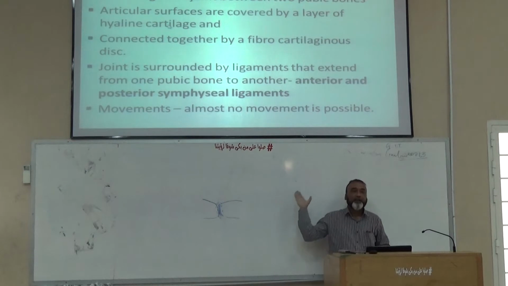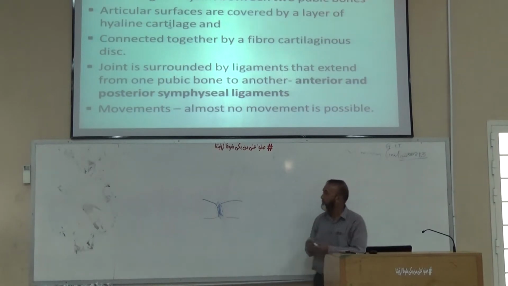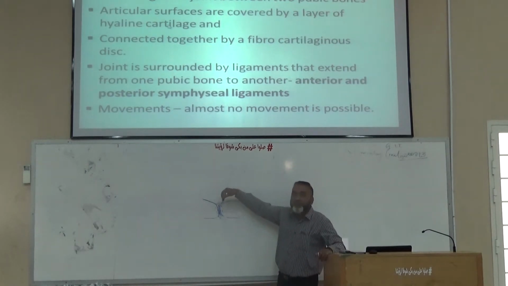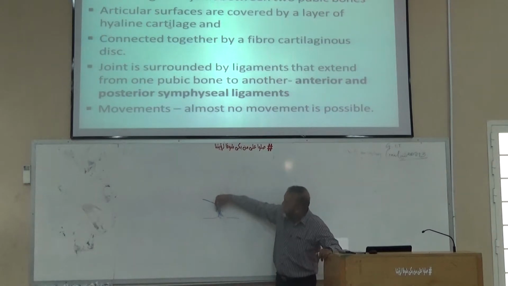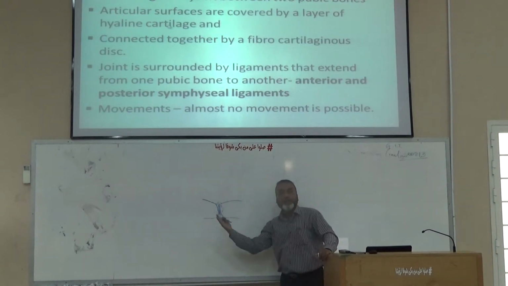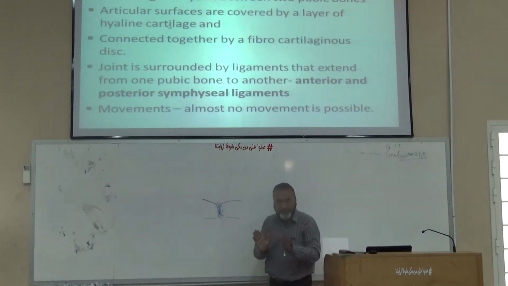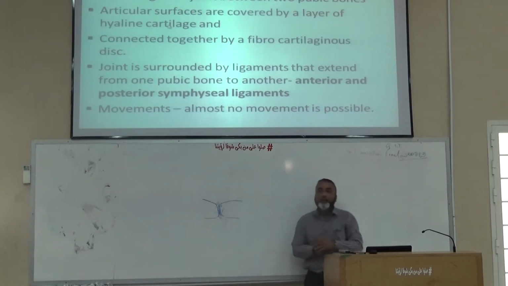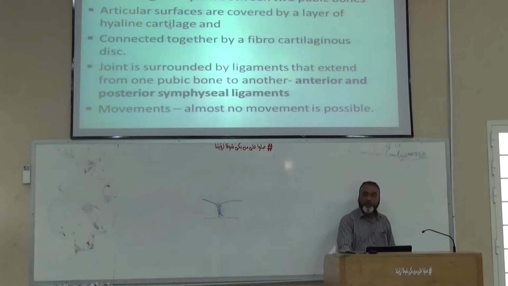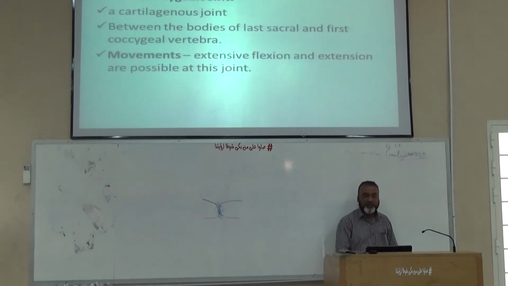Then this joint has two ligaments, one over the anterior aspect and one on the posterior aspect, named the anterior and posterior symphysial ligaments. Because this is a symphysis, the ligaments are named anterior and posterior symphysial ligaments. Clear? There is no movement possible on this joint.